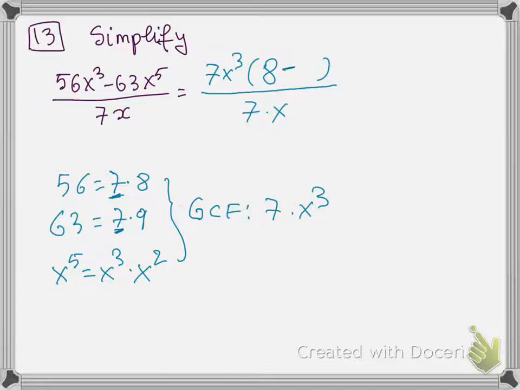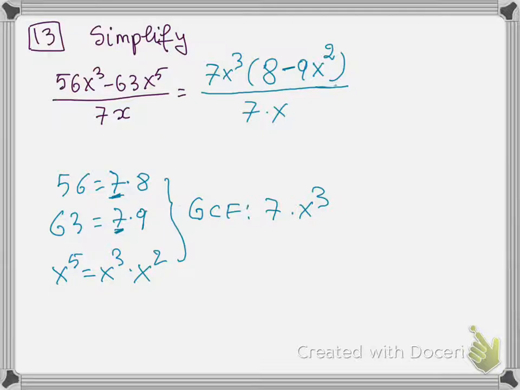minus 63x to the fifth divided by 7x to the third is 9x squared. Let's fix this. 9x squared. So let's check real quick. 7 times 8 is 56 times x to the third, the first term. 7 times 9 is 63. X to the third times x squared is x to the fifth.